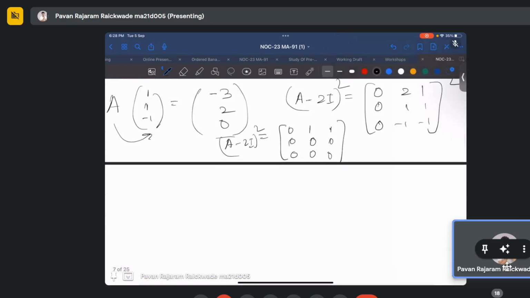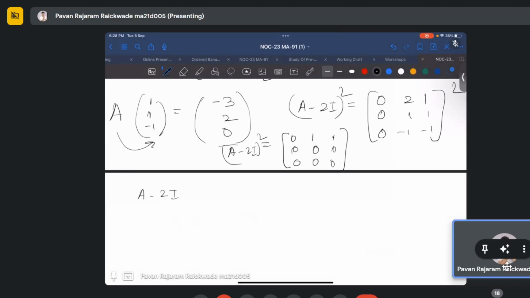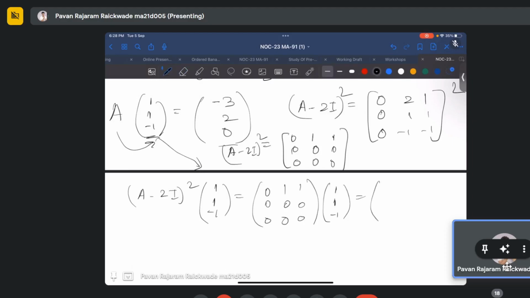plug in this vector here, what will you get? You get 1, 1 minus 0. See? This is the difference between generalized eigenvector. A minus 2I squared at x is 0, but A minus 2I at x is non-zero. Do you see the difference now?